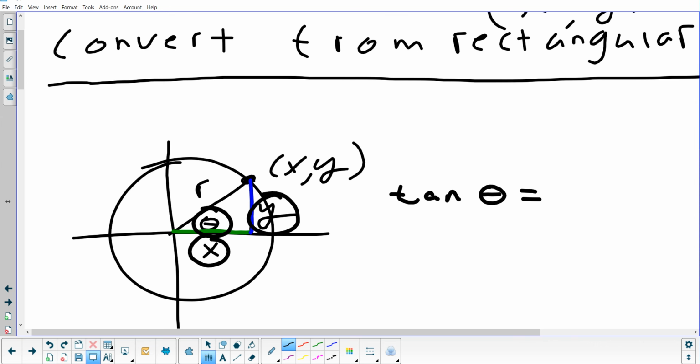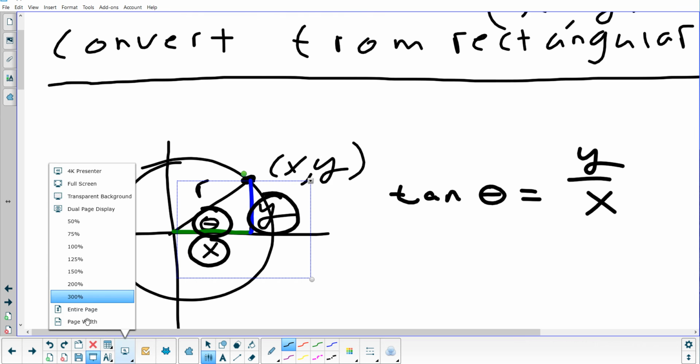Now, if you use tangent, tangent is opposite over adjacent. And that's true, but we want theta. We don't want tan theta. So how do you get rid of tan? Yep, take the inverse tangent of both sides. I'm going to write that down nicely on the next page, but that's the idea of where the formulas are coming from: inverse tangent and Pythagorean theorem.